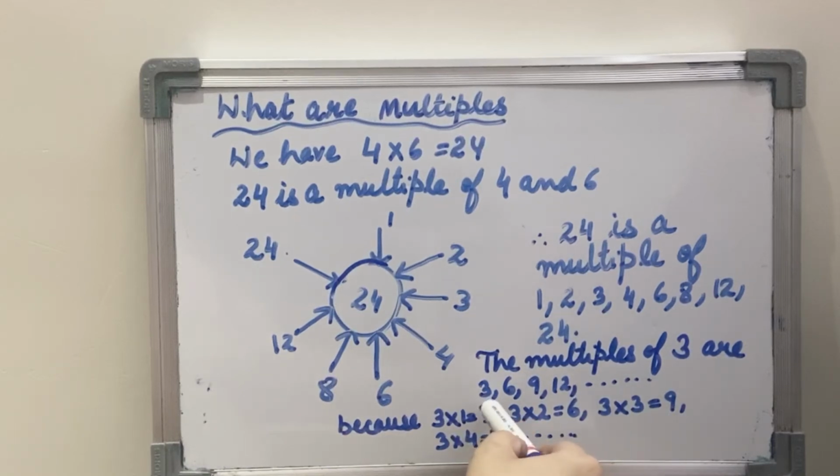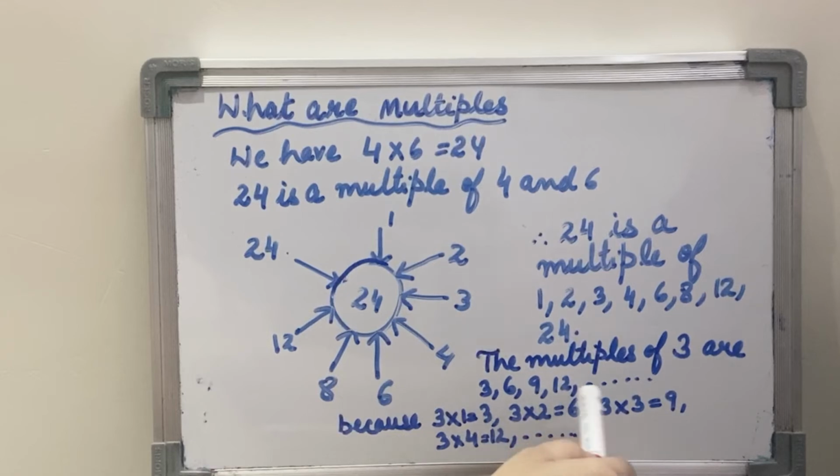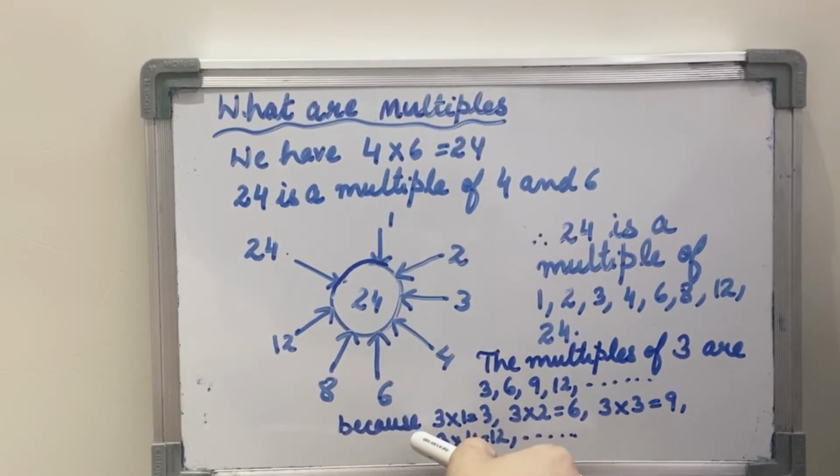You remember I told you we can come to know only the least multiple but we can't come to know the last multiple, because counting goes on. So if counting goes on, numbers are going on, multiples will also go on. Why these are multiples? Because 3 into 1 is 3, 3 into 2 is 6, 3 into 3 is 9, 3 into 4 is 12.